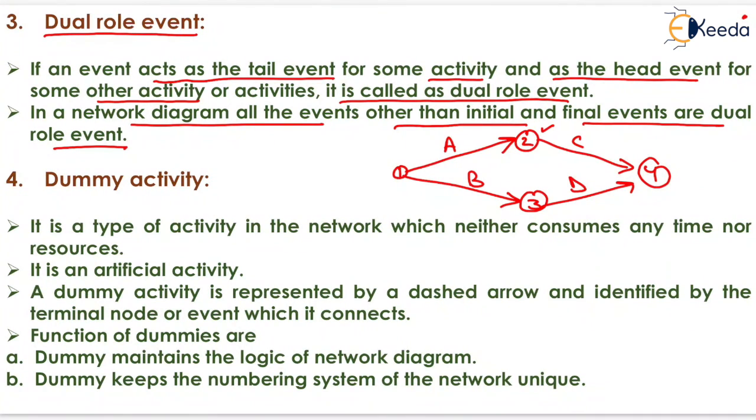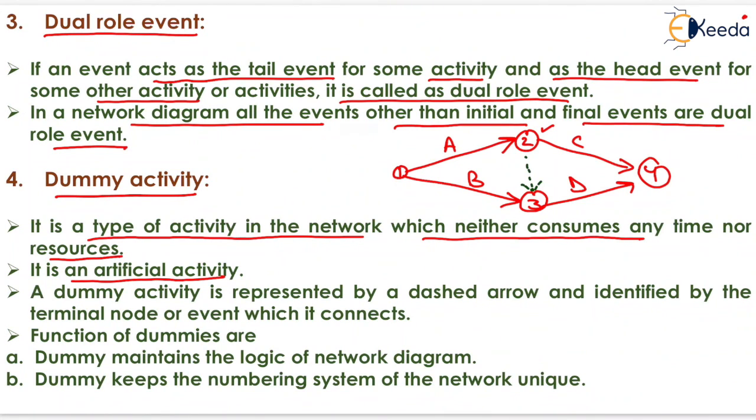Now the next is the dummy activity. It is a type of activity in the network which consumes neither time nor resources. Now suppose that we have to draw a dummy activity like this, which will always be represented by a dash arrow. This dummy activity will never consume any time or resources. It is also known as an artificial activity. A dummy activity is represented by a dash arrow and identified by the terminal node or event which it connects.